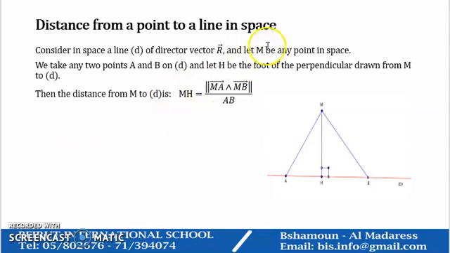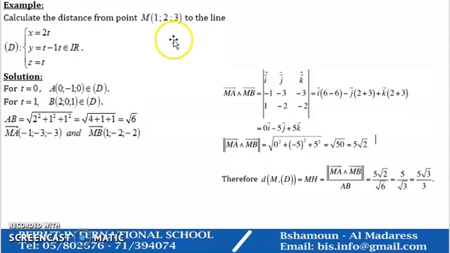Distance from a point to a line in space: I gave it to you when I gave you the vector product. I'm going to repeat it. Consider in space a line D with director vector R, and let M be any point in space. We take any 2 points A and B on D and let H be the foot of the perpendicular drawn from M to D. Then the distance from M to D is MH, which equals the norm of MA cross MB over AB, and this is the distance between a point and a straight line. We can take any 2 points on the straight line.